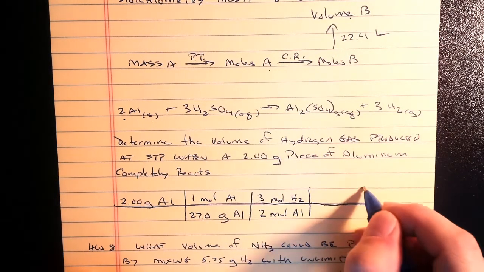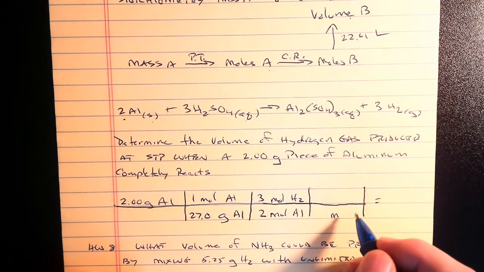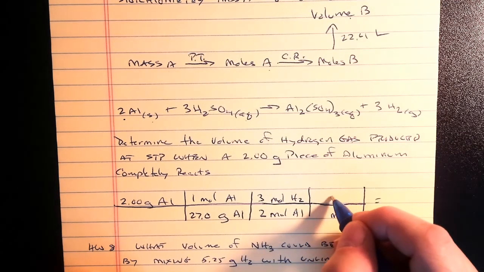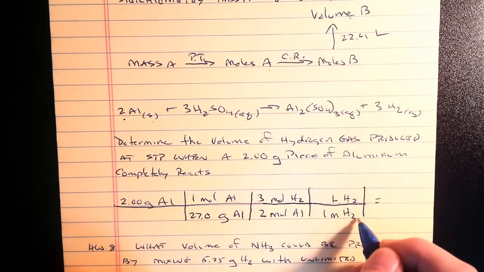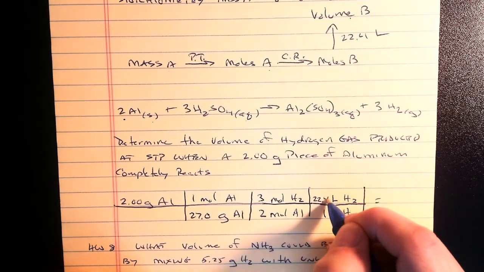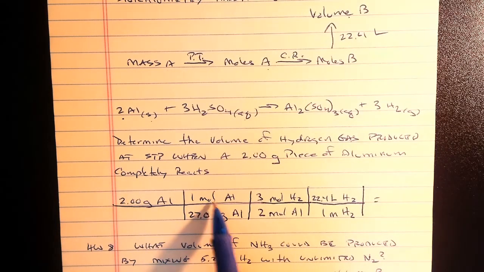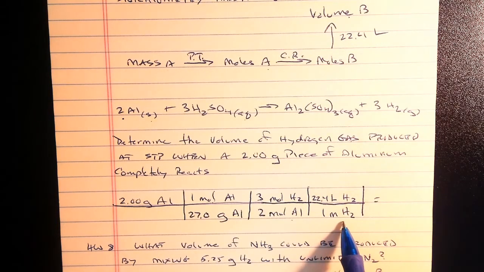So we're going to draw this again. And we have moles of hydrogen, and then we're going to go to liters of hydrogen gas. So in 1 mole of hydrogen gas, we have exactly 22.4 liters. So now let's look at this again. We got mass to moles of A, and then we went from moles A to moles B, going to hydrogen, and then from moles B, going to volume of B. So we went through our roadmap here.